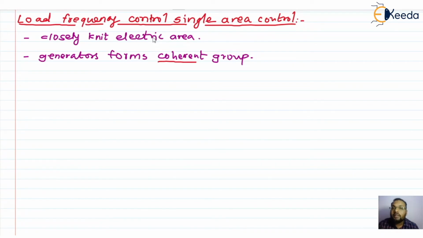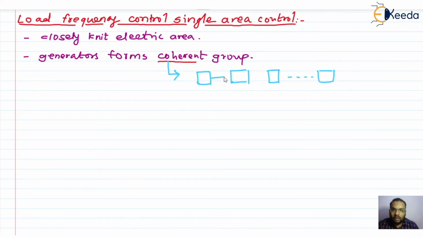In a closely knit electrical area, the generators which are connected form a coherent group. Now, what is the meaning of coherent group? It is as if equal to the judwas, what we can say the twins. So what happens here? Let's say you have some number of generators which are forming a coherent group. So what happens in those generators?